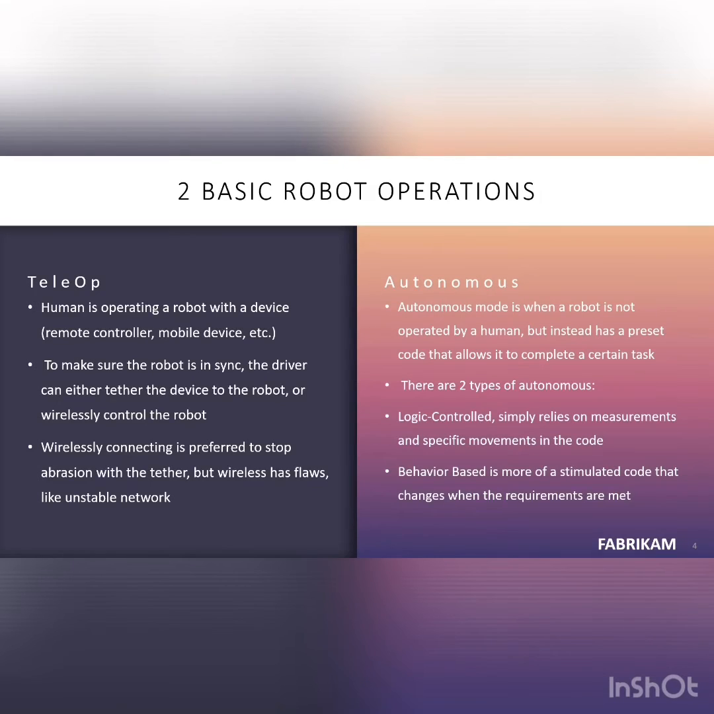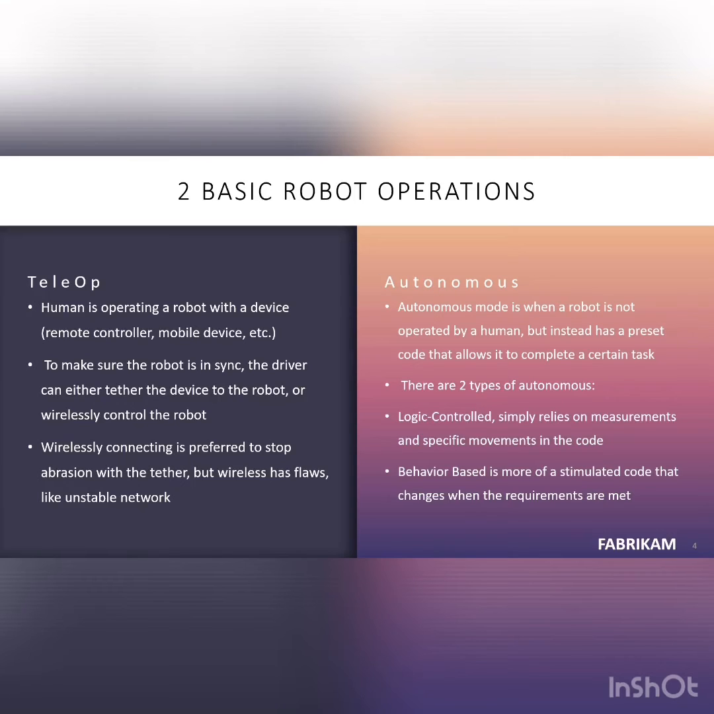Okay, so the two basic robot operations are teleop and autonomous. Teleop is when a human is operating a robot with a device, for example, a remote controller, mobile device, etc. To make sure the robot is in sync, the driver can either tether the device to the robot or wirelessly control the robot. Both have their flaws, but tethering is preferred to stop abrasion with the tether. But wireless also has flaws, like an unstable network that can cause disruption to the robot's movements.